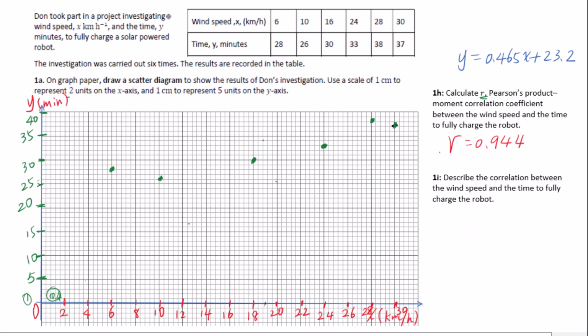So for 1I, describe the correlation between the wind speed and the time to fully charge the robot. You have to say its strength and direction of a linear relationship between these two variables, which is a strong and positive correlation between the wind speed and the time to fully charge the robot.